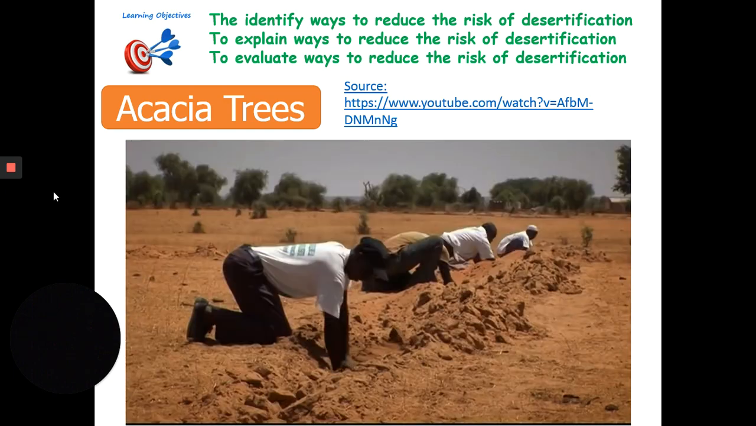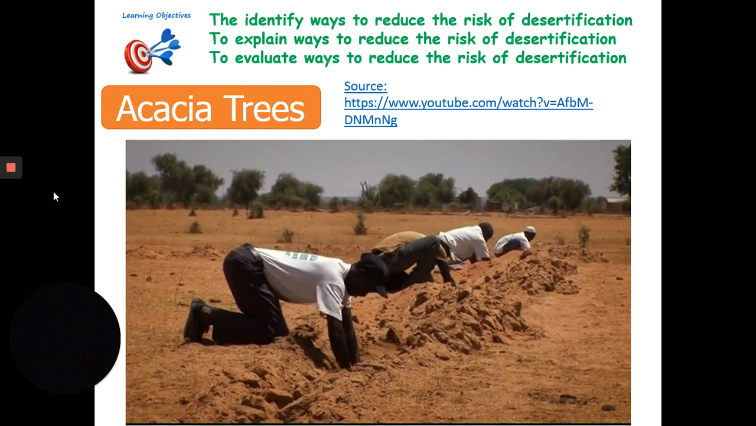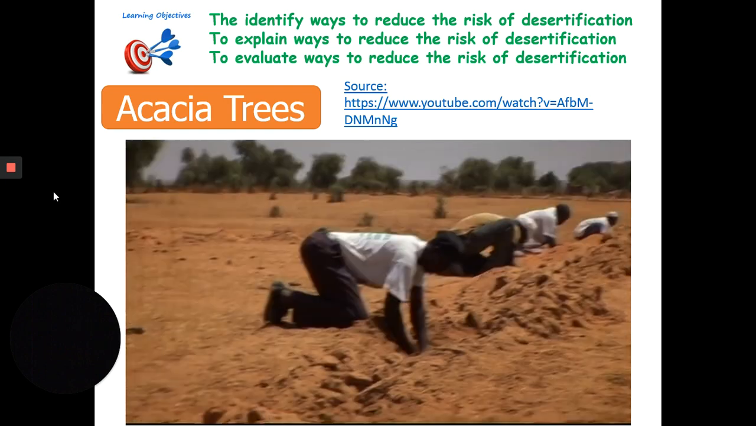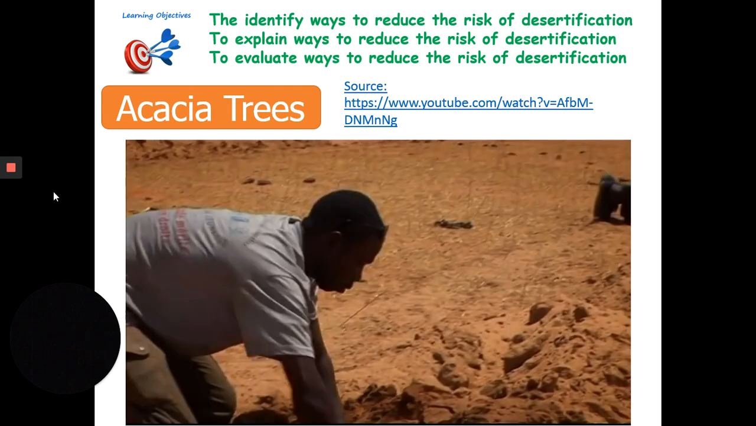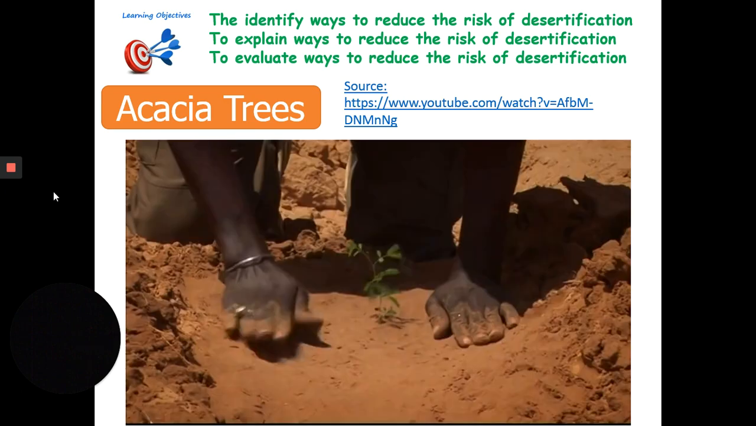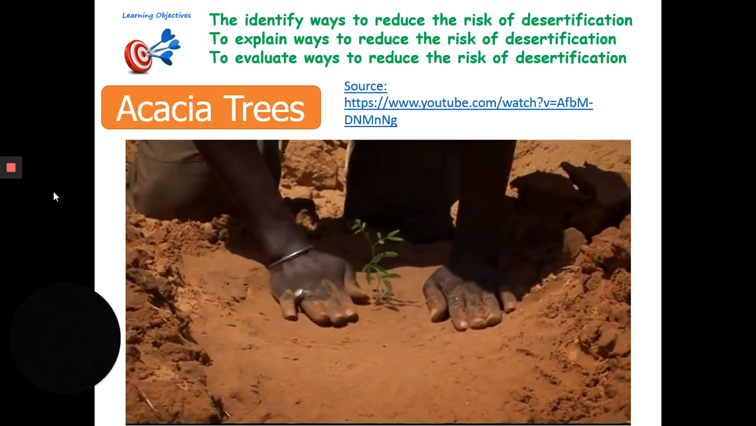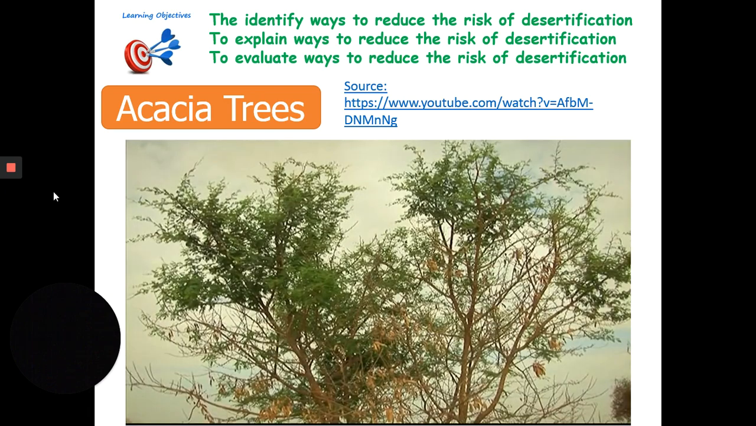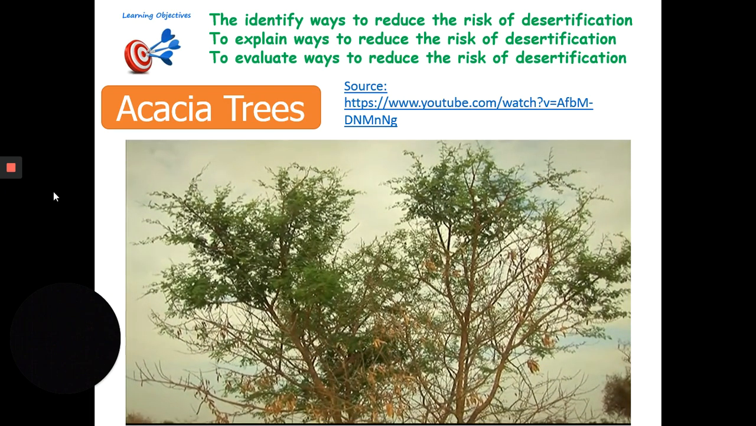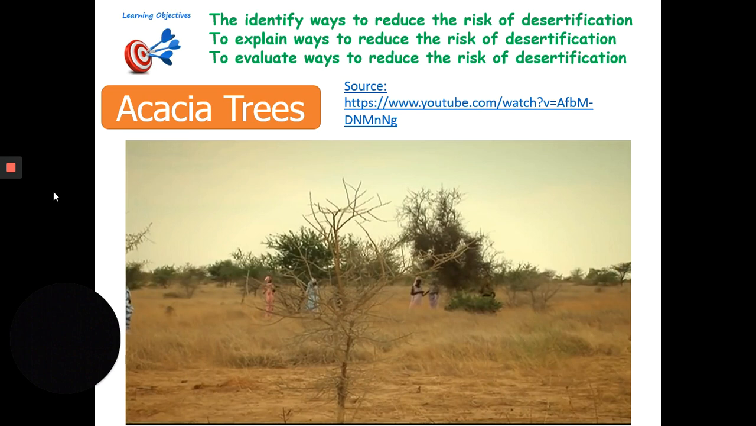Planting of the acacia trees reverses desertification by preventing soil erosion and providing nutrients for other plants and crops to grow. The trees also remove carbon from the atmosphere. Good news from an environmental perspective, but also for the tens of thousands of people living within the Sahel.